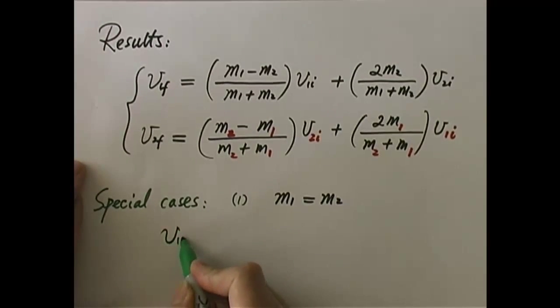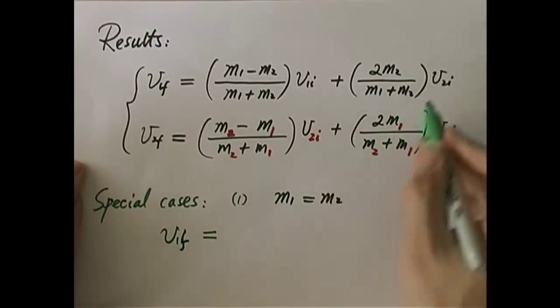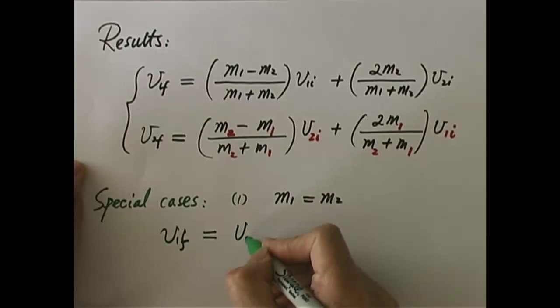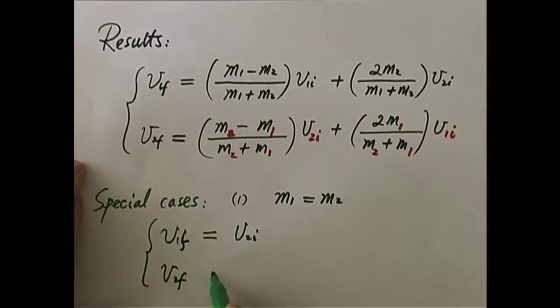You have V1 final here equals what? Only this left, V2 initial. And similarly, the second one, I get V2 final equals only this left, V1 initial.